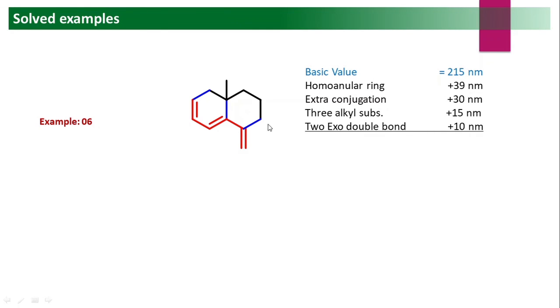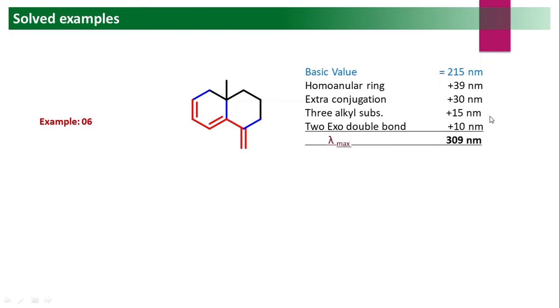And then alkyl substituents. So these are the 1, 2 and 3. So 3 alkyl substituents, because this is the basic system, but this H is replaced by this alkyl group, this H is replaced by this alkyl group, and here H is replaced by this alkyl group. So 3 alkyl substituents, for each alkyl 5. So 3 into 5, 15. We have to add the 15.